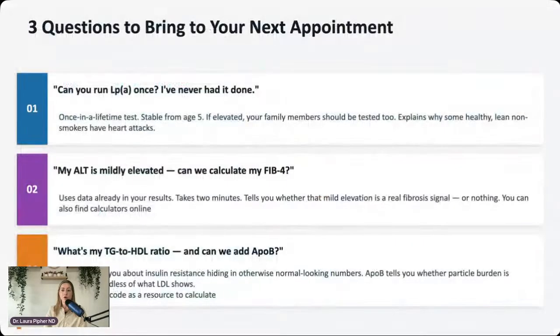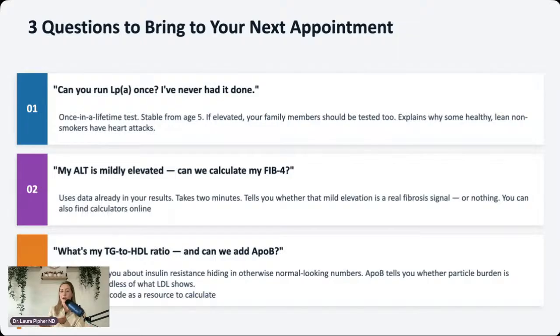Okay, so questions to bring to your appointment. Again, these are things we can test. Lipoprotein A is something you can ask to have tested in addition, that will help understand your cardiovascular risk in general. Again, this is something that explains why some healthy, lean, non-smokers have heart attacks. Number 2 is looking at your liver enzymes. You don't even have to ask this question.